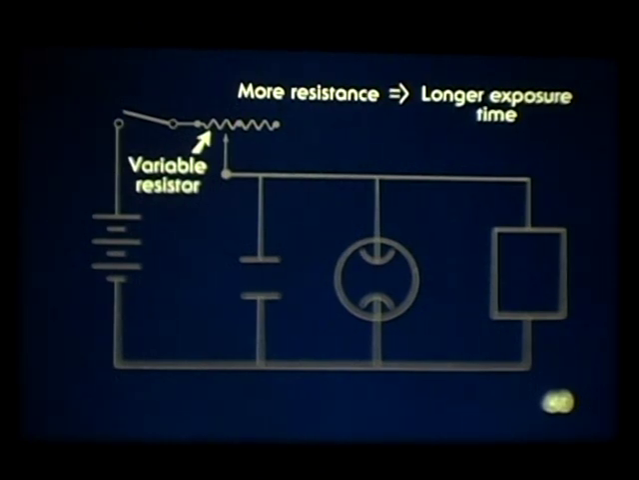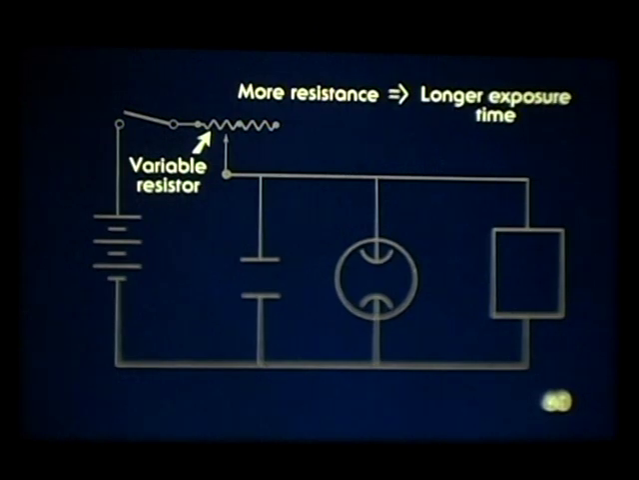A large resistance lowers the current. It takes longer for the capacitor to store up charge, so the exposure time will be longer. When the technologist selects the exposure time on the control panel of the generator, the value of resistance that will result in the proper exposure time is automatically selected.